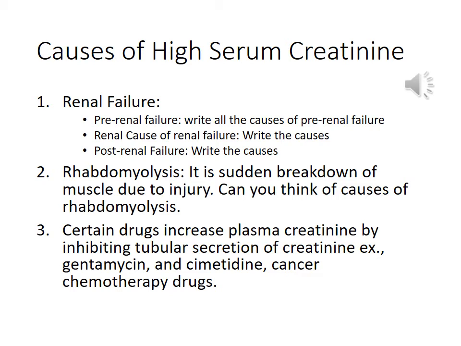What injury can cause sudden breakdown of skeletal muscle? This can be a trauma, car accident, or it can be electrical lightning, or it can be snake bite, bite by a poisonous snake. The third cause of high serum creatinine is certain drugs. Which drugs? Some drugs inhibit the secretion of creatinine into the nephron. These drugs are gentamicin and cimetidine.